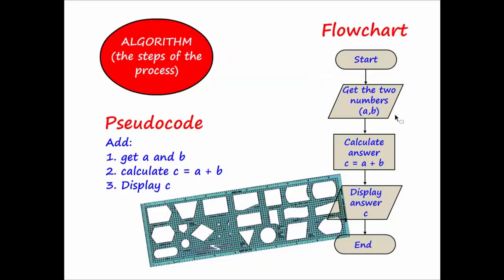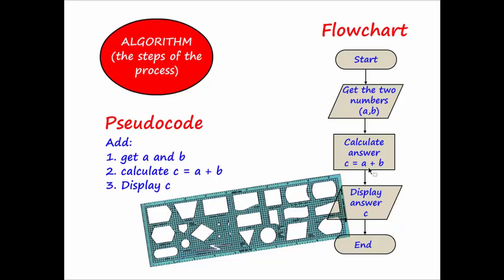Then I've got a parallelogram here. Parallelograms are used for showing input and or output. So here I've got some input. I'm going to get the two numbers that the user is providing. I've labeled A and B. And down here I've got the output. I'm going to display that answer, or the value of C, back in my application. And then I have a rectangle. Rectangles represent an internal process. So the internal process here is I've got to take those two numbers and calculate the answer.